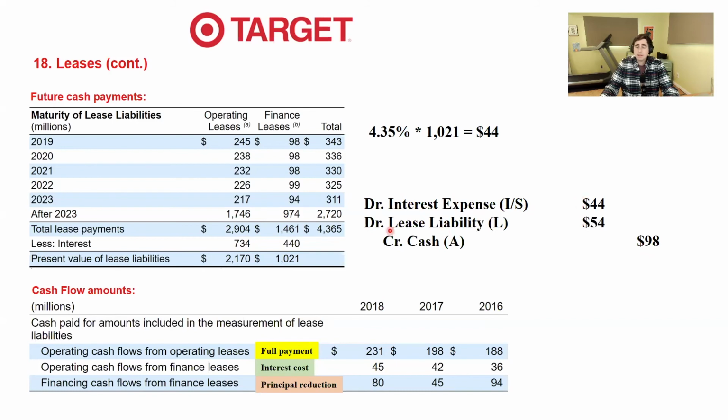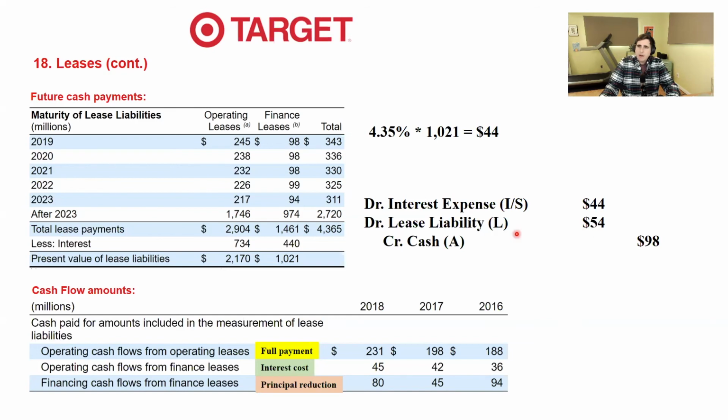And so the plug here is a debit to the lease liability of 54, and that debit reduces the lease liability. The lease liability is a credit balance, and when you debit the account, it reduces the lease liability, because we need to amortize that lease liability to zero over the lease term. Remember, leases are just like bonds, but with a face value of zero. So we're amortizing that lease liability to zero in that part of the journal entry.